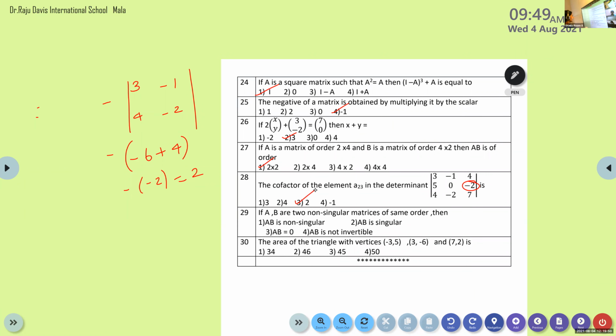Then, if A and B are two non-singular matrices, then what can we say? AB is non-singular.